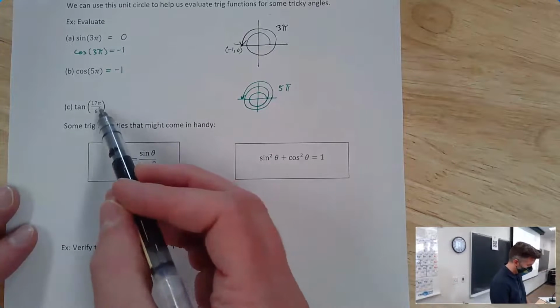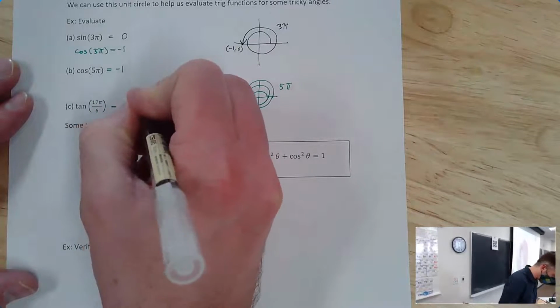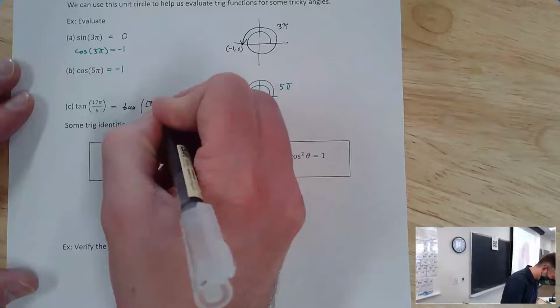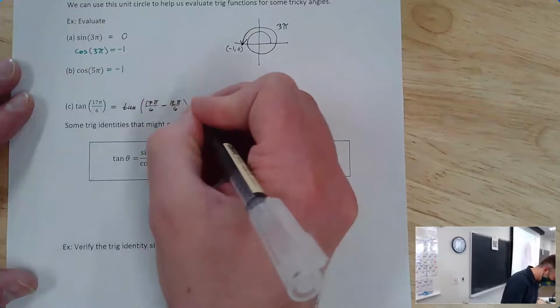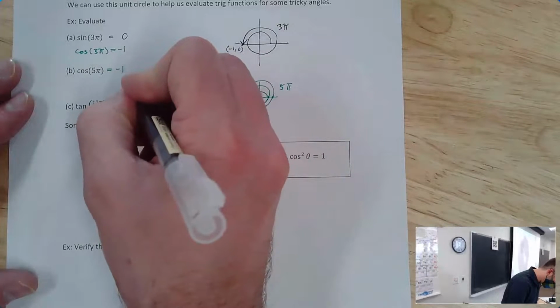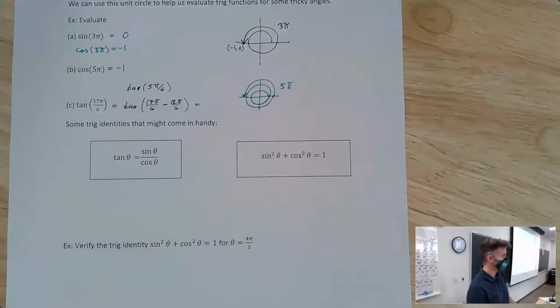For 17 pi over 6, we could say, well, that's going to be the same as tangent of 17 pi over 6 minus 2 pi, which is minus 12 pi over 6, which is tangent of 5 pi over 6. With radians, you would subtract 2 pi. With degrees, you'd subtract 360 degrees. So someone said, like, what's cosine of 500 degrees, which is not a great angle, but you could subtract 360, and then you'd be asking cosine of 140 degrees.